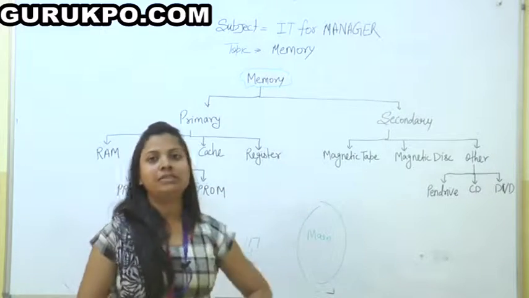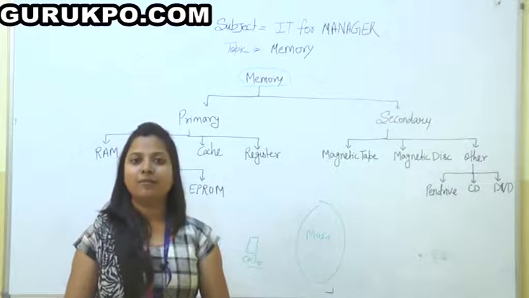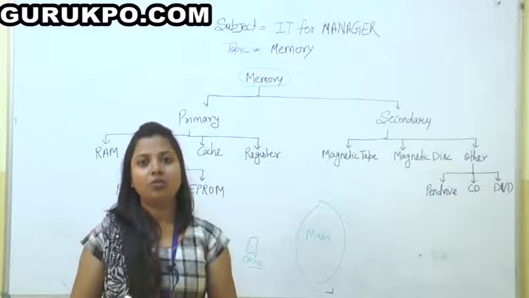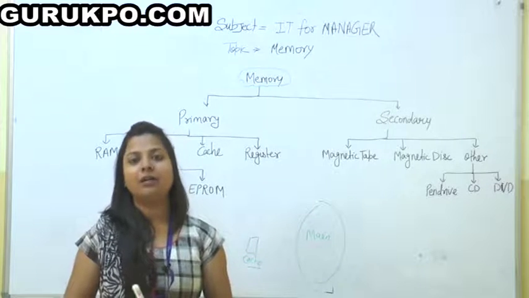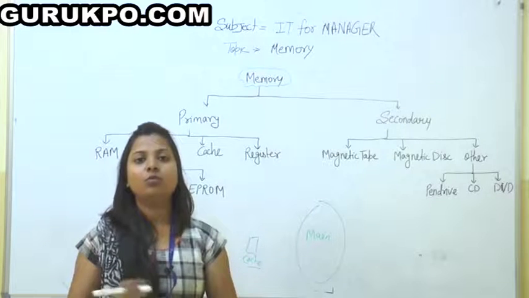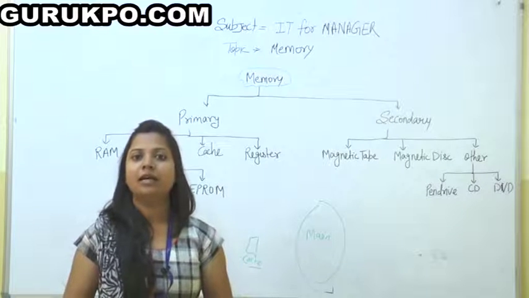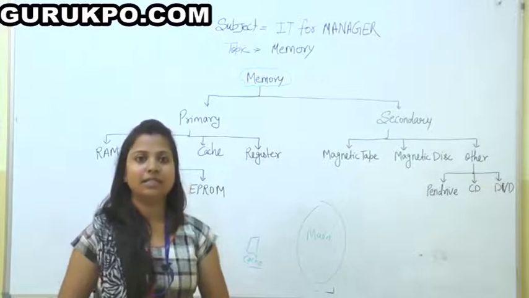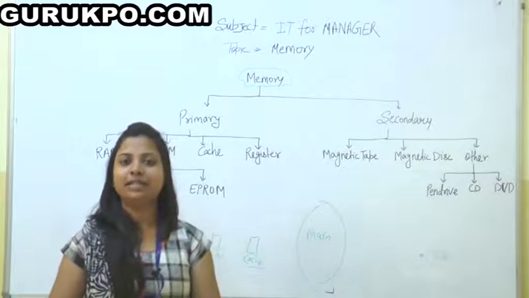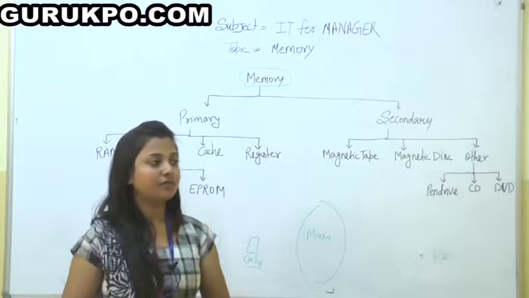Now we talk about secondary memory. Secondary memory will store data that are not currently used by any program. It will save data in permanent storage that we can use externally. We can move it externally, or we can delete it, we can update it, or we can do anything with this data. It is again divided into these categories: magnetic tape, magnetic disk, and other storage devices.